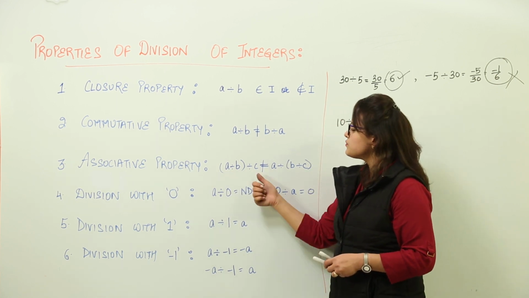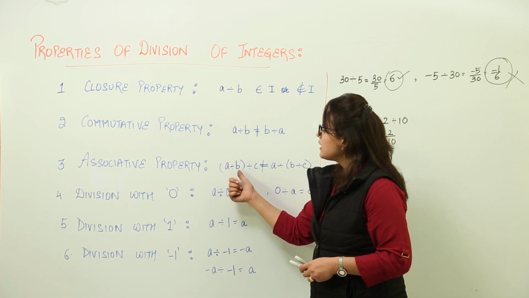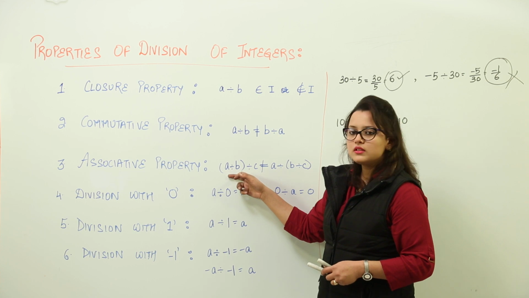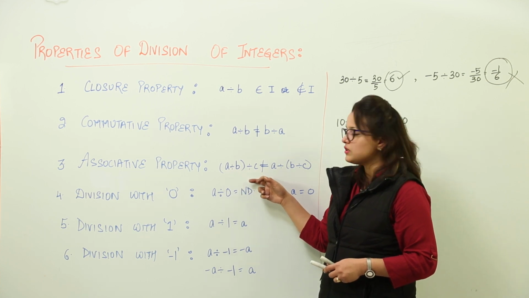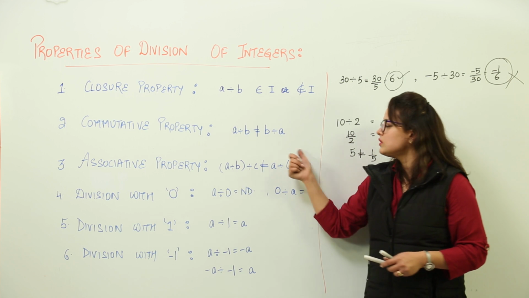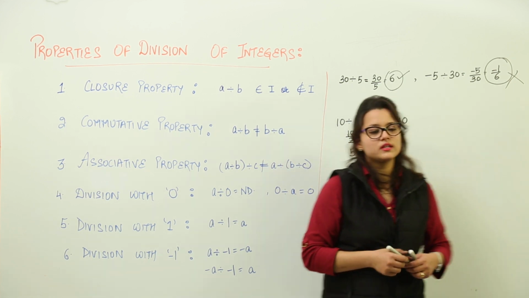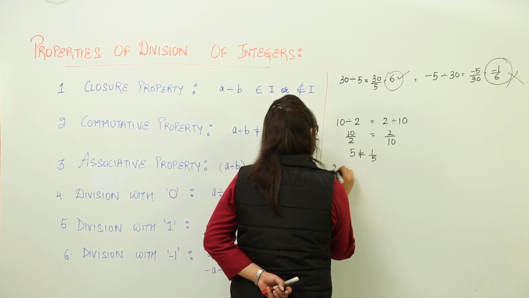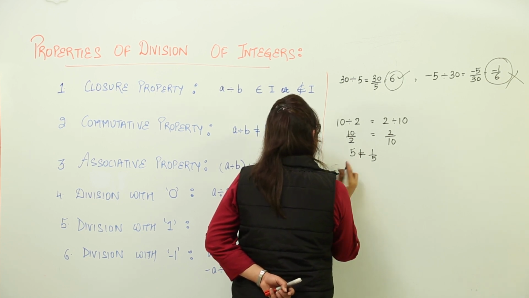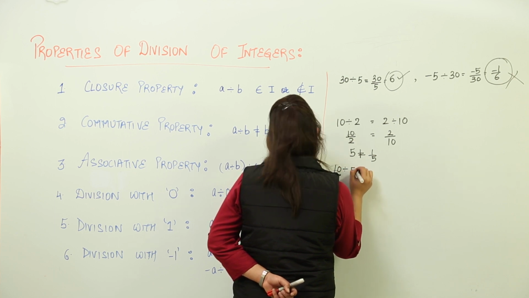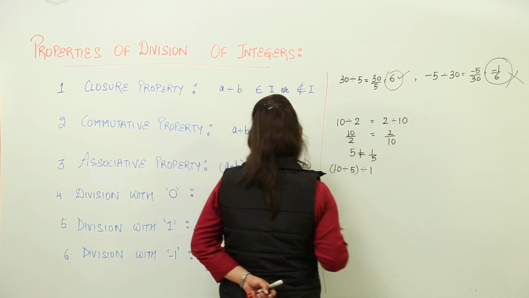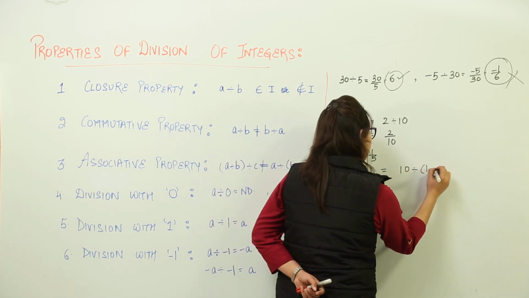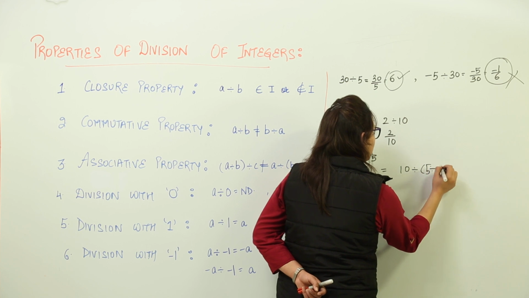Next we have the associative property. The associative property is telling us that the division of two integers in such a way that further the answer is divided with another integer will not be equal to the result if the order is changed. Let us check this also. Let's say for example, 10 divided with 5 divided with 1. And on the other side we would have 10 divided with, 5 divided with 1.